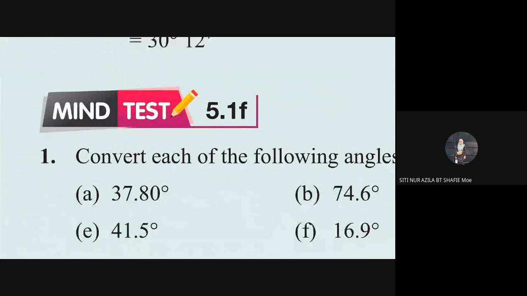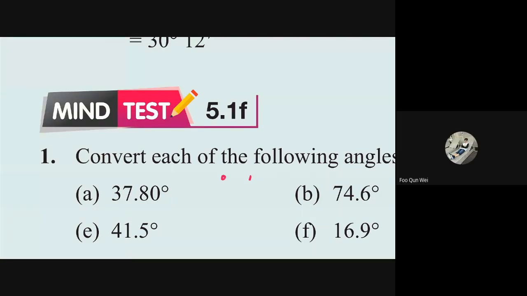Question 1. Convert each of the following angles to degrees and minutes. So now, find me the answer for A. 37.80 degree. Please convert this to degrees and minutes. You can write down your answer in your chat box, or you can also open your mic if you want to answer question A.